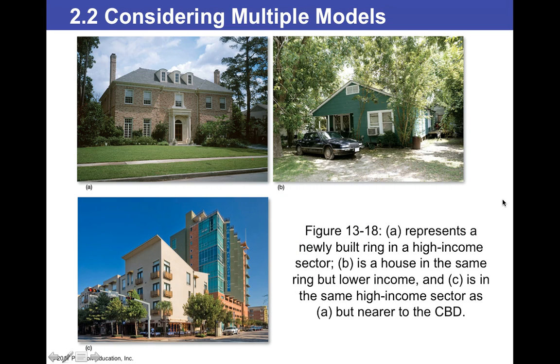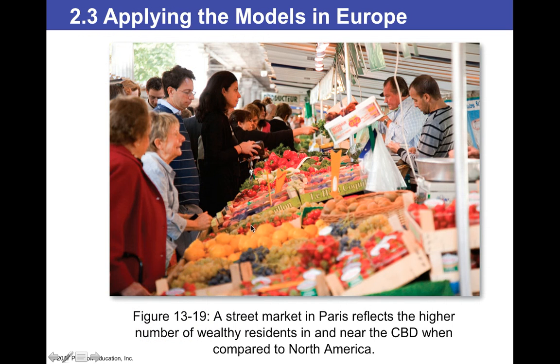Okay, A represents a newly built ring in a high income sector. B, same sector, but lower income. And then C here is the same sector, higher income, but nearer to the CBD. So it's built up. It's near to the central business district.